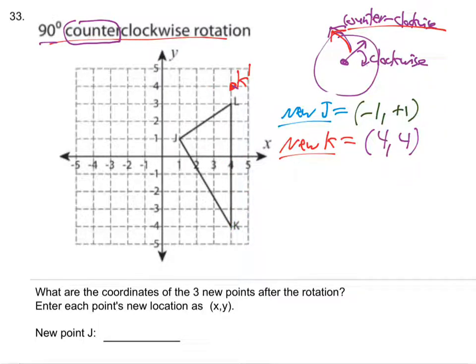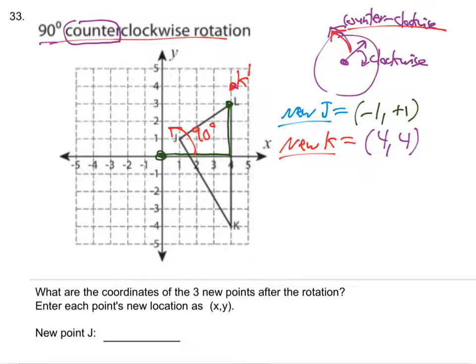And we also had the new J, which is there. That's the J prime. Okay, last point. We're going to do the new L. So there's the L. So how do you get to the L? Starting from the origin, you go over 4, up 3. And then you're going to rotate that 90 degrees counterclockwise. Let me get that out of the way again.